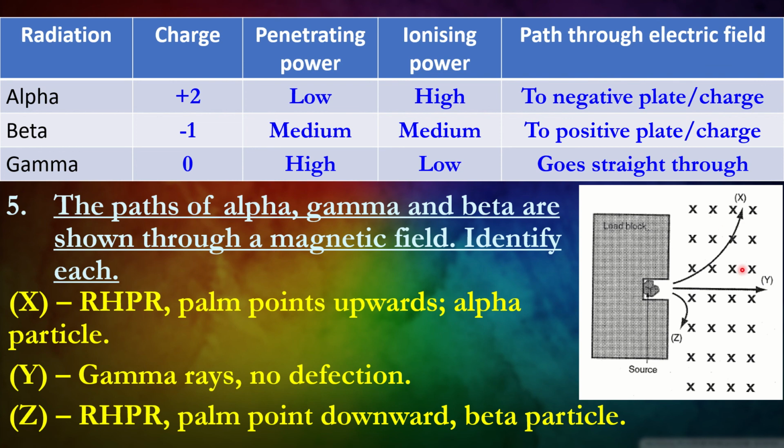If we look at this diagram here using the right hand palm rule, then we work out that particle X is an alpha particle, Y is gamma rays because there's no deflection, and then Z, according to the right hand palm rule, is a beta particle.